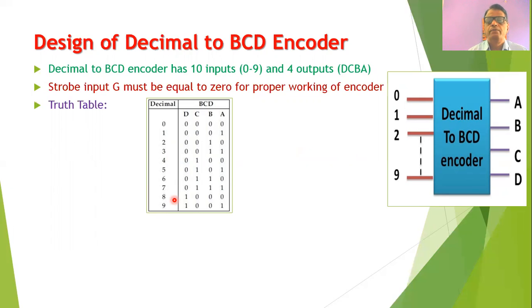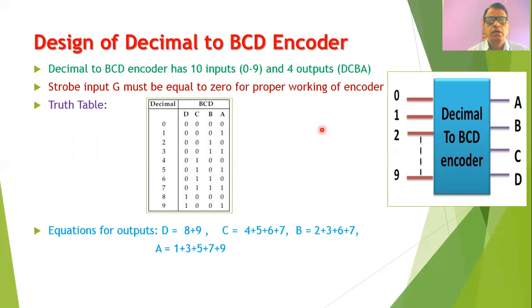So for an encoder, out of the 10 inputs, it is necessary that some of the inputs must be activated, and then the corresponding code will be generated at the output. From this truth table, we can easily write the equations for the outputs.